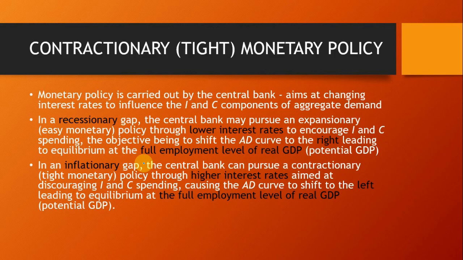And in an inflationary gap, the central bank can pursue a contractionary monetary policy by implementing a higher interest rate, which can be done by lowering the money supply, which they aim to lower consumer spending and investment, which will cause the aggregate demand curve to shift to the left, which will lead to equilibrium at the full employment level of real GDP.